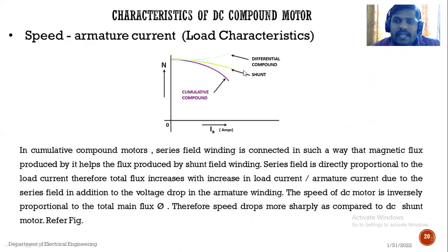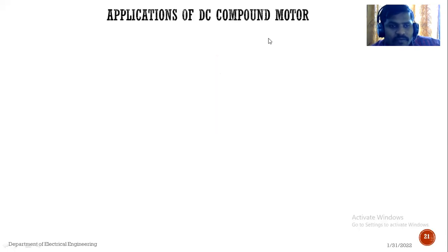Okay, one type of characteristics is remaining. We will see it in the next lecture, and also we will see the application, and then we will start the next point in the next lecture. Okay, thank you. We will stop here.